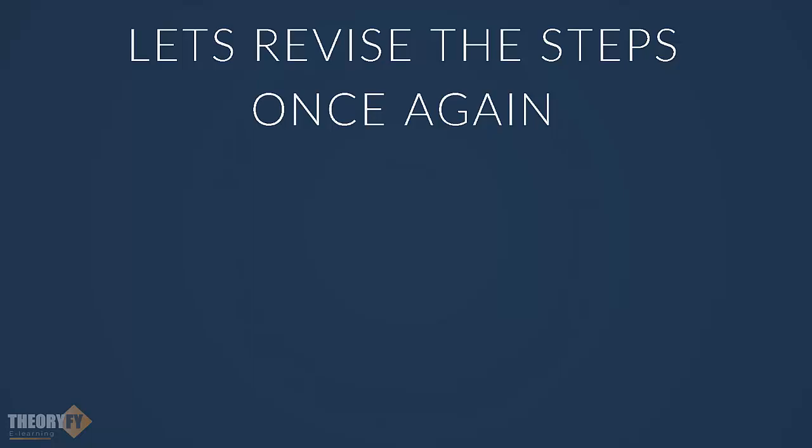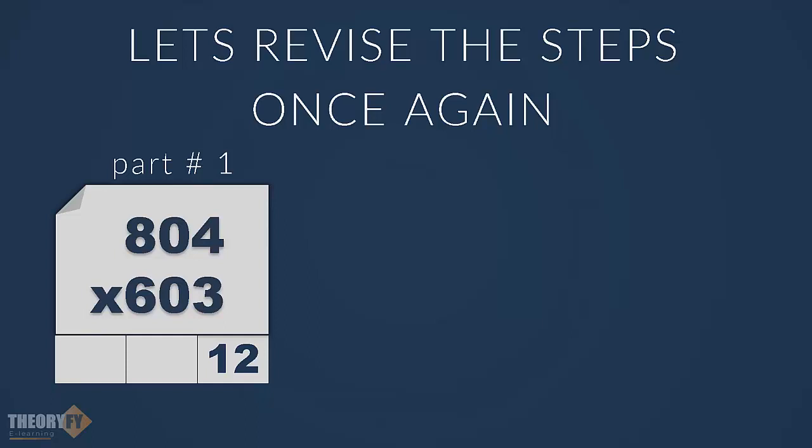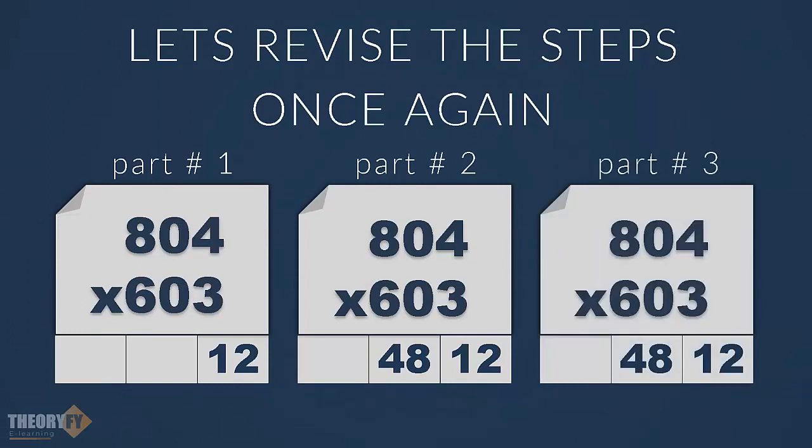Let's revise the steps once again. In part 1, what we did, we multiplied the rightmost digits 4 and 3, we got 12. To solve part number 2, what we did, we multiplied the digits diagonally. 8 into 3 is 24, 6 into 4 is 24, and add these two numbers, and our answer is 48. And part number 3 is multiply the leftmost digits like 8 and 6. So 8 into 6 is 48, and that is our final part. So remember these 3 steps.